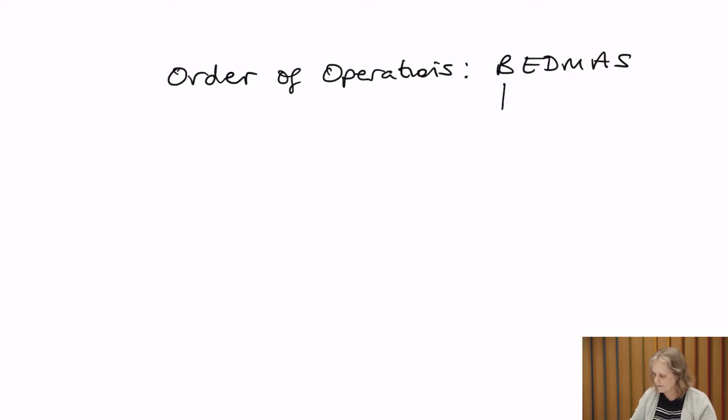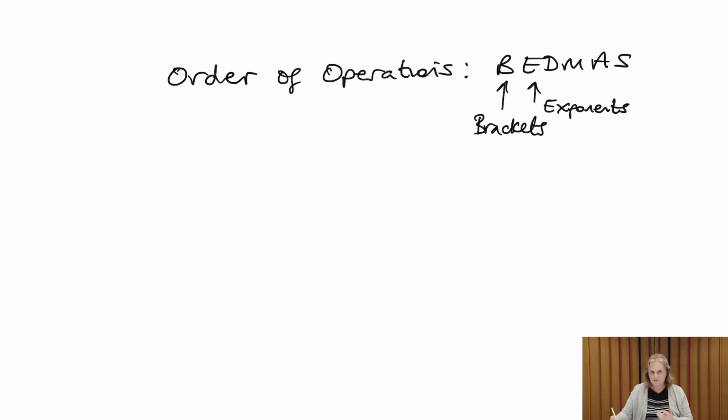So the B represents brackets or parentheses. The E represents exponents or the powers that we use. And then I'm going to group together division and multiplication because they are equally weighted. I'll explain a little bit more about that shortly. And then we've got addition and subtraction.